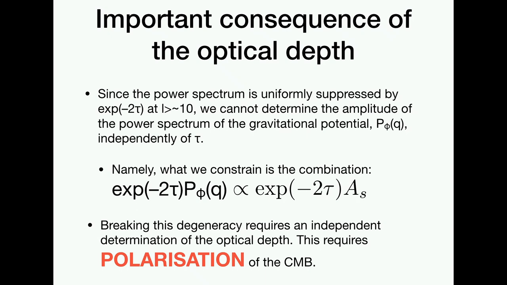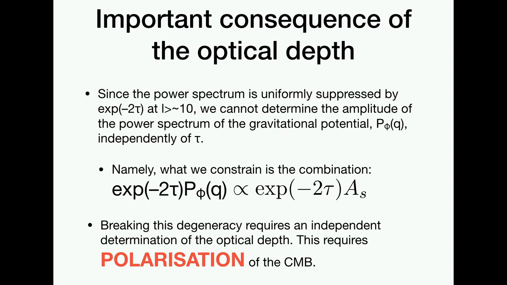For example, if you wanted to predict how many galaxies we have today, or how many galaxy clusters we have today, you need to take this as an initial condition and calculate what will be the amplitude of fluctuation today. But if this is not known, you cannot make that prediction. In other words, whatever prediction we make for the low redshift universe will be degenerate with tau.